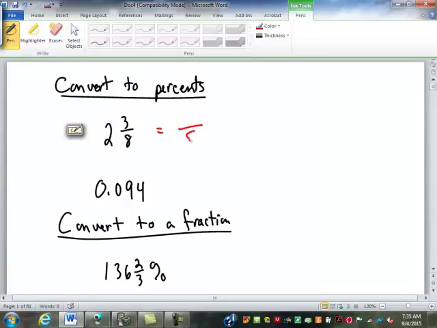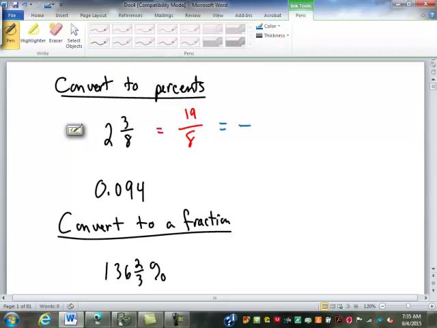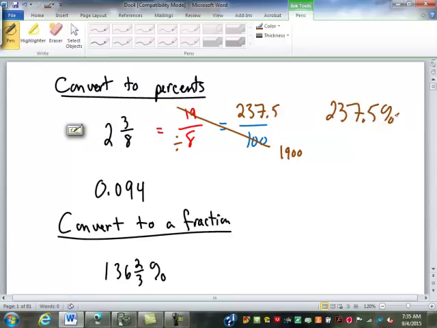2 3/8 becomes how many eighths? 19 eighths. So then we would set that 19 out of 8 would be how much out of 100? And we can cross multiply and divide. So 19 times 100 is 1900. Divided by 8 is 237.5. So that is 237.5%.